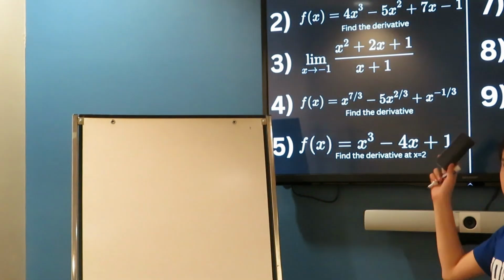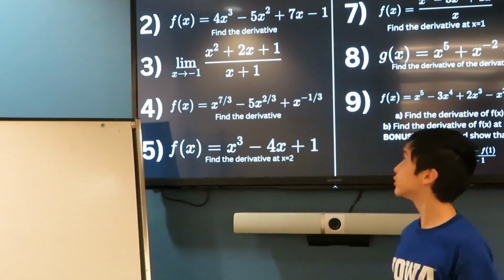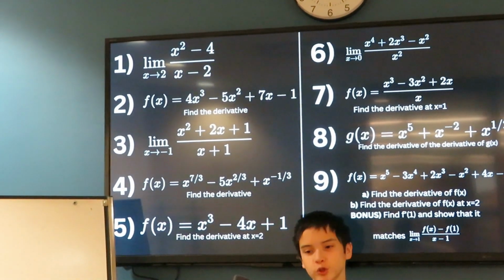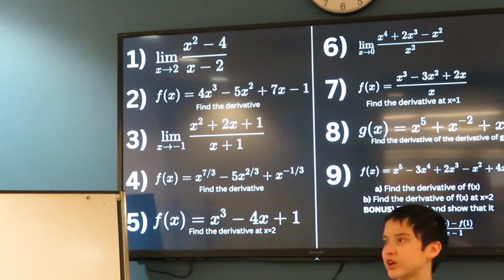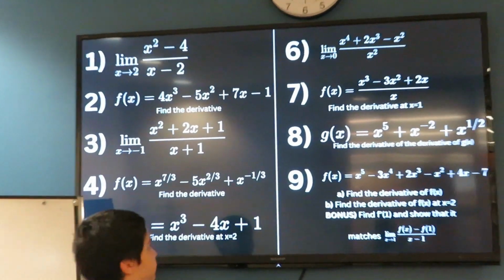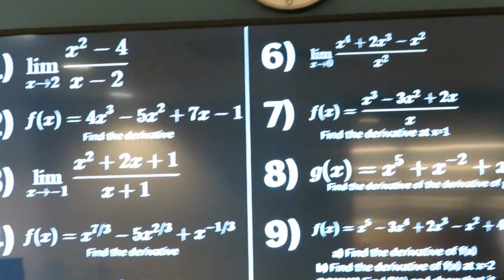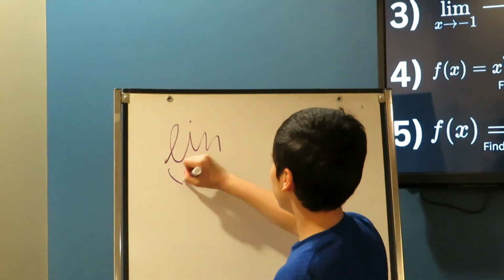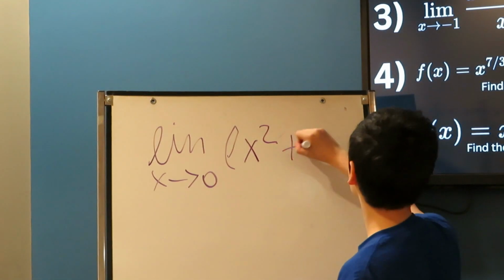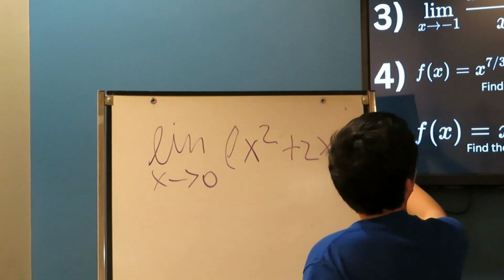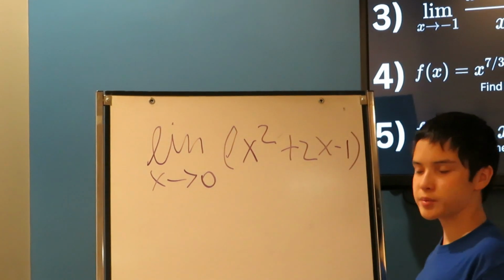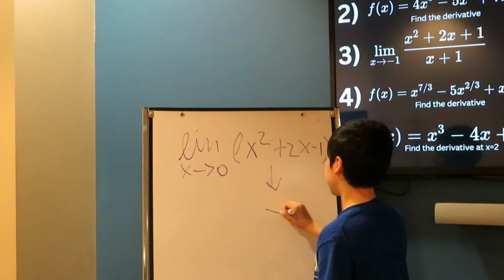For the sixth question, we have this fraction, and we're also finding the limit as x approaches 0. Now, before you actually try substituting in, you can see that there's a common factor of x squared in both the numerator and denominator. So we can factor out x squared, and we would get the limit as x approaches 0 of x squared plus 2x minus 1. So now we can substitute in x equals 0, which would give us negative 1.